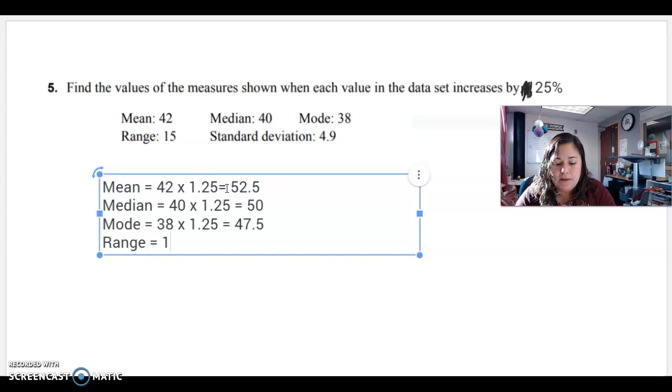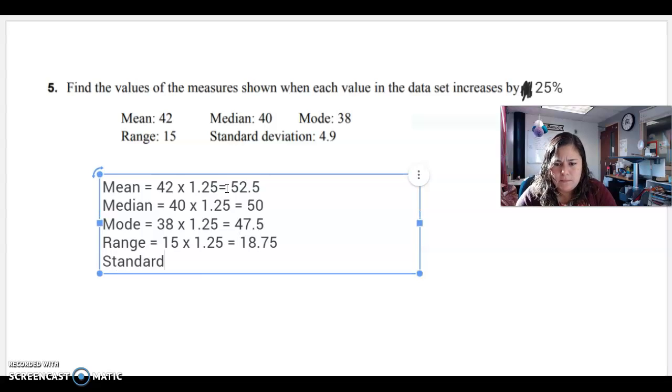I'm going to do the same thing. Oops, 4.9 times 1.25. And again, I'm multiplying by 1.25 because that's how you increase any value by 25%. That would be the math. You'd multiply it by 1.25. So 4.9 times 1.25 is 6.125. Okay, so that is how all of those measures of center and variation would change.